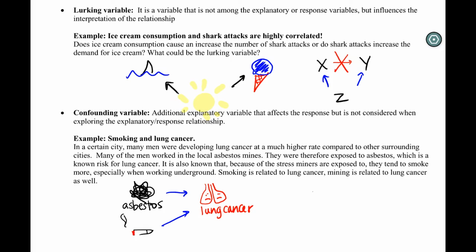So our confounding variable is actually just an additional explanatory variable. So that's sort of the relationship we're looking at.